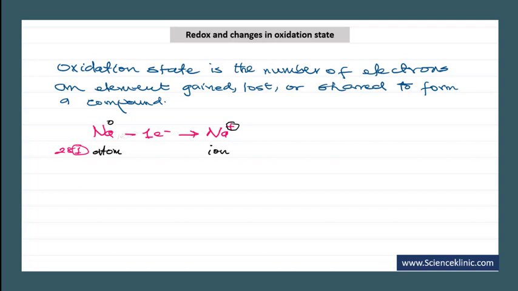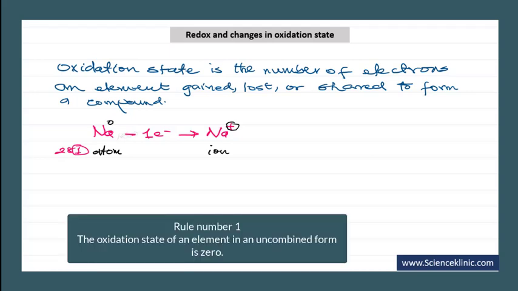Now, going back to the definition of oxidation state, it said number of electrons an element has gained or lost or shared to form a compound. Na atom has no charge because of this 0. So having no charge means sodium has not lost any electron at that point in time. And sodium is an atom, or I can say an element. This will be our first rule of oxidation state: the oxidation state of an element that has not combined with any other element is going to be 0.